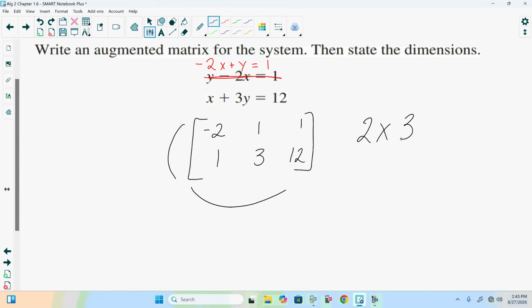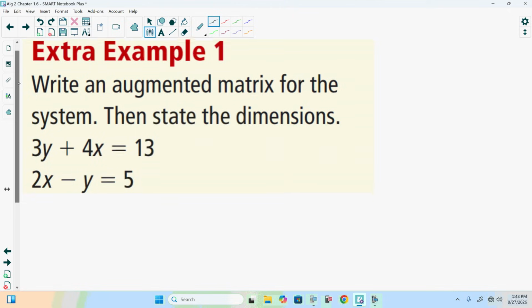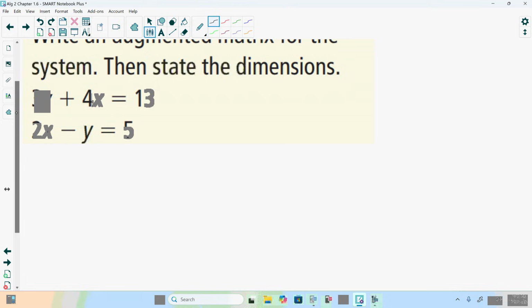We ready for the next one? All it asked was us to write the augmented matrix. We did, and state the dimensions. 3y plus 4x equals 13. 2x minus y equals 5. The second equation, we do have it in the form of x, y, yes? Do we have it in the top one? No, so we can just rewrite it as what? 4x plus 3y equals.